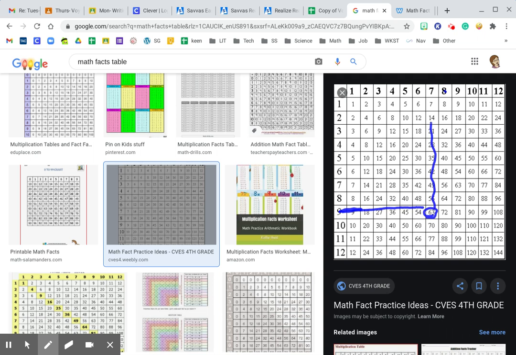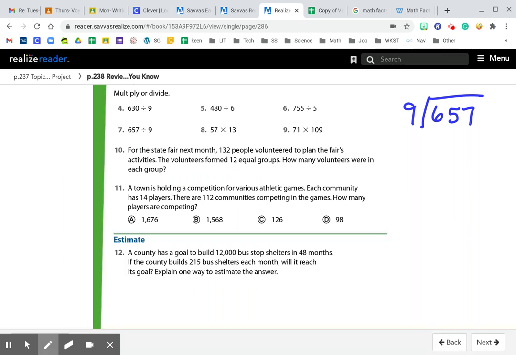And then with my eyeball, I go up. And so 9 goes into 65 7 times. And when I come back here, 9 goes into 65 7 times. So I'm dividing. That's my D. I multiply. That's my M. I subtract. Compare. Looks good. And then I bring down the 7.